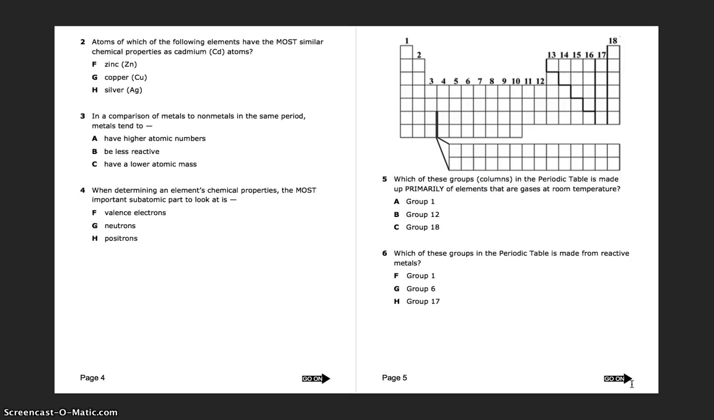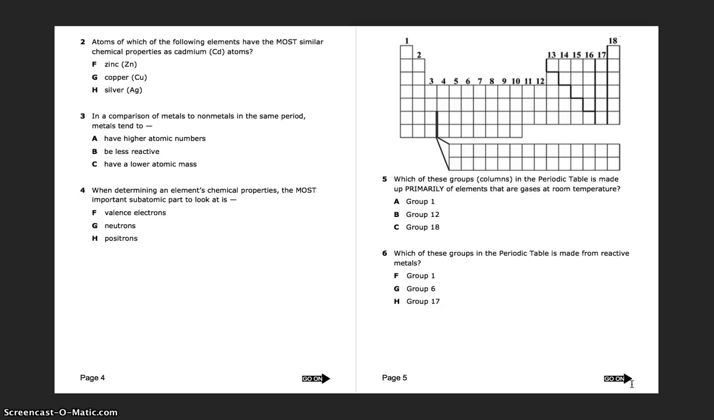Number 3. In a comparison of metals to nonmetals in the same period, metals tend to A. Have higher atomic numbers, B. Be less reactive, C. Have a lower atomic mass.